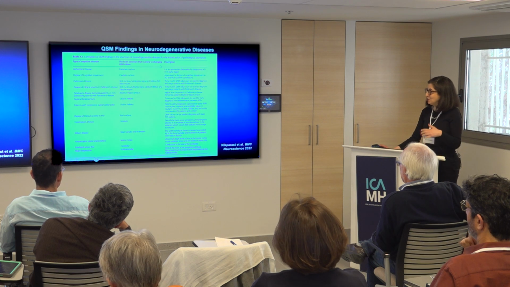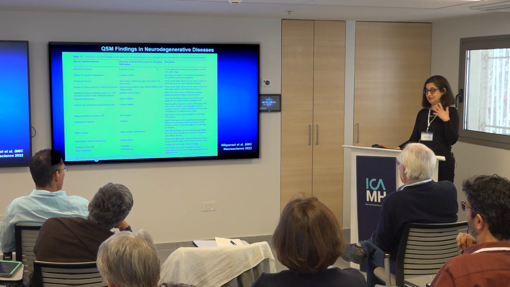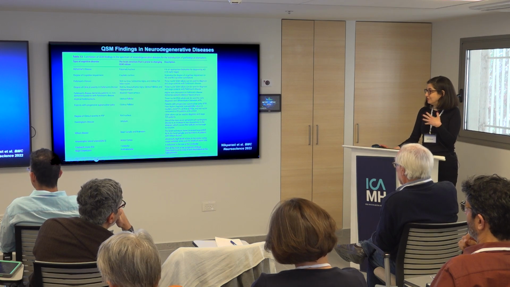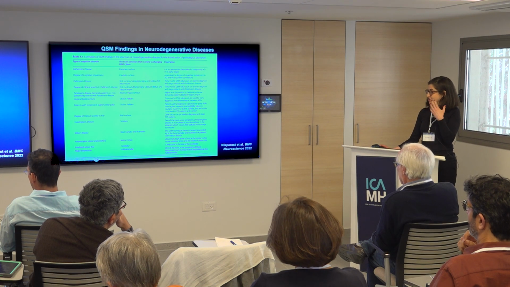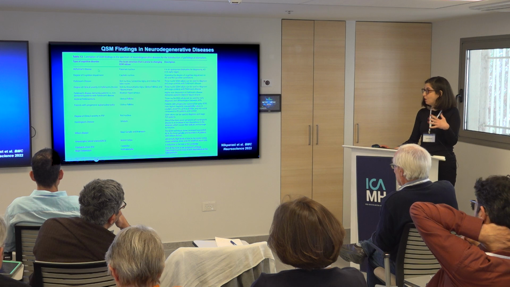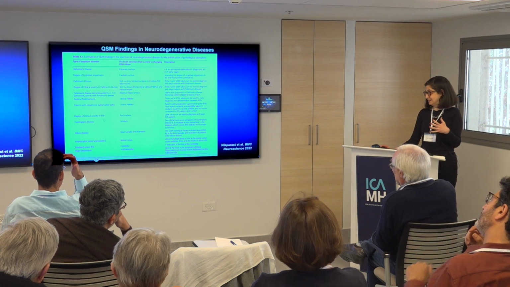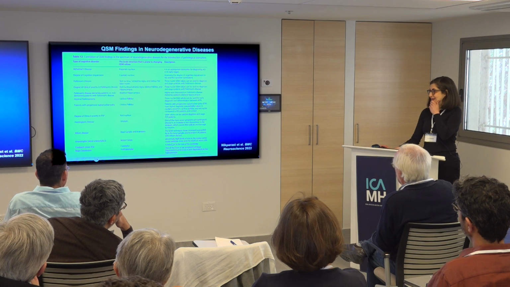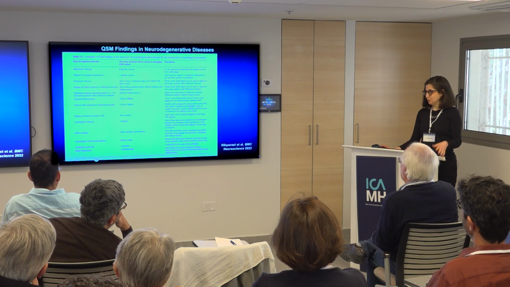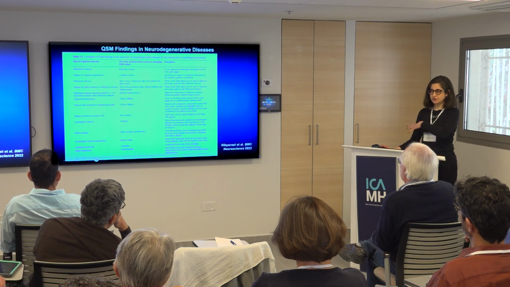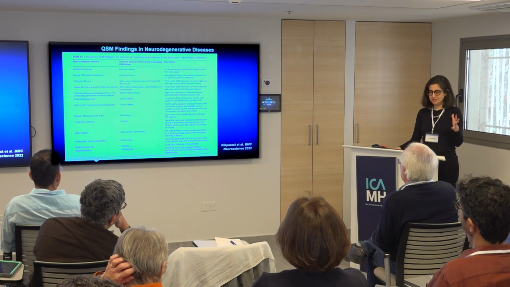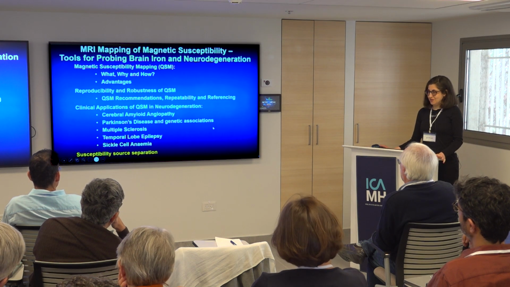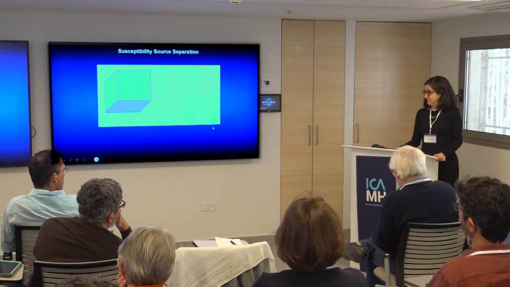And finally, as Ashley mentioned, there are increases in iron in aging, but also in lots of different diseases. There are changes in magnetic susceptibility in a whole host of neurodegenerative diseases. Here is a review of some of them, just giving you a flavor of some of the ones that we've worked on. So this is a tool that is being applied in many, many different neurodegenerative diseases.